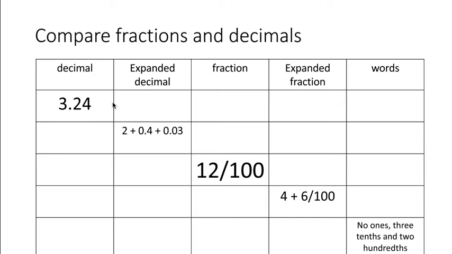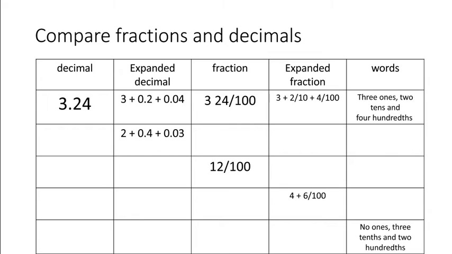So expanded decimal, we've got 3 and 2/10, so it'd be 3 plus 0.2 plus 0.04. As a fraction, how many would it be over 100? Well, it'd be 3 whole and 24 hundredths. As an expanded fraction, we'd have 3 and 2/10 add 4 hundredths. And in words, would be 3 ones, 2/10 and 4 hundredths. And there they are.